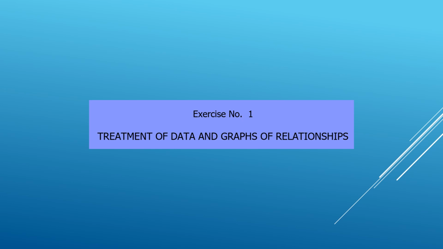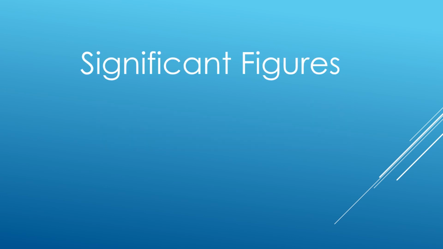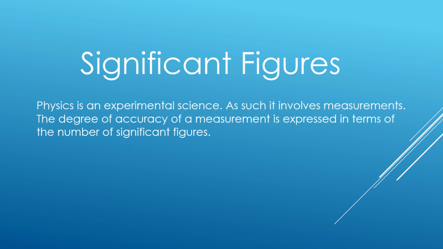Exercise number 1 is about treatment of data and graphs of relationships. Significant figures. Much of physics is about experimentation, observation, recording, analysis, and reporting of data. Being an experimental science, it requires measurements with express degree of accuracy. The measure of accuracy is expressed in terms of the number of significant figures.